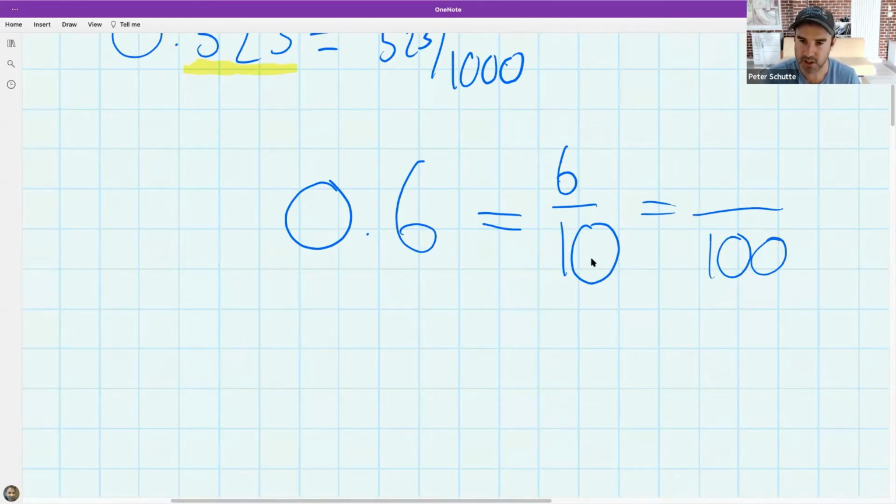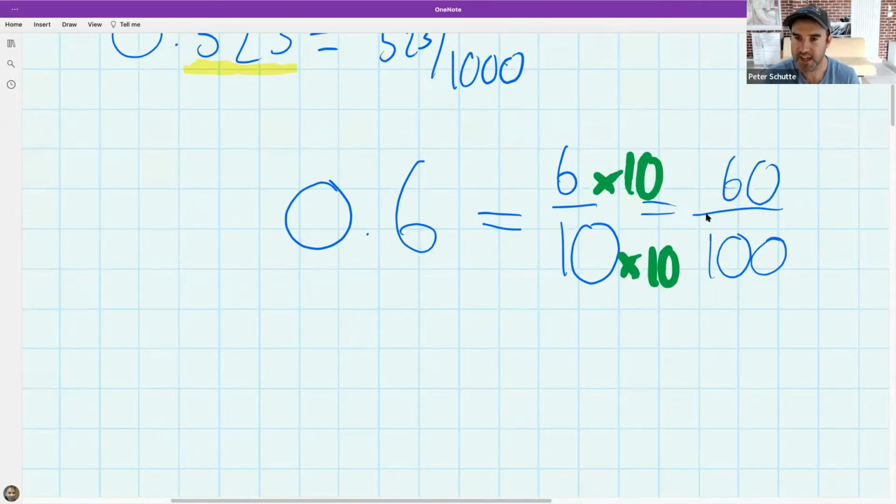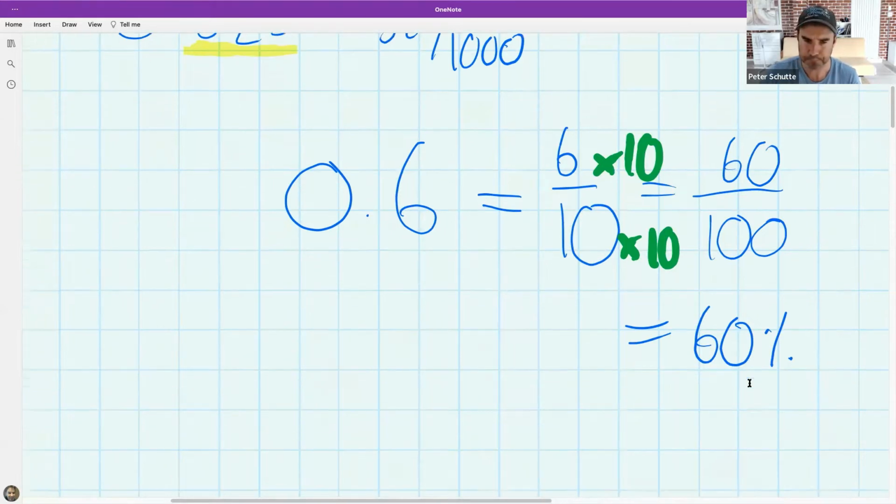So what did I do to get from 10 to 100? I multiplied by 10. And if I wanted to stay the same fraction, I have to do the same thing to the top and bottom. So 0.6 is the same as 60 over 100, which we can then say is 60%. There's a very important lesson in this: whenever we are converting from a decimal, we need to first go into a common fraction, and then from there go into percentage, unless we've already got 100 at the bottom as the denominator.